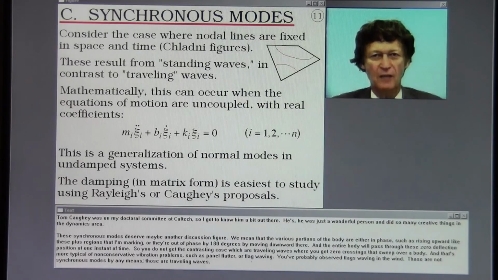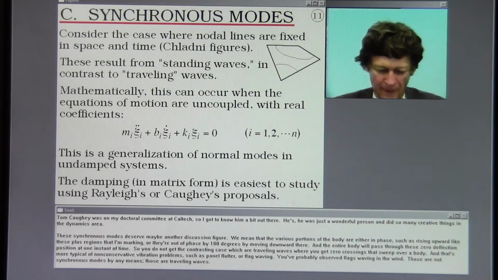Tom Caughey was on my doctoral committee at Caltech, and so I got to know him a bit out there. He was just a wonderful person and did so many creative things in the dynamics area.